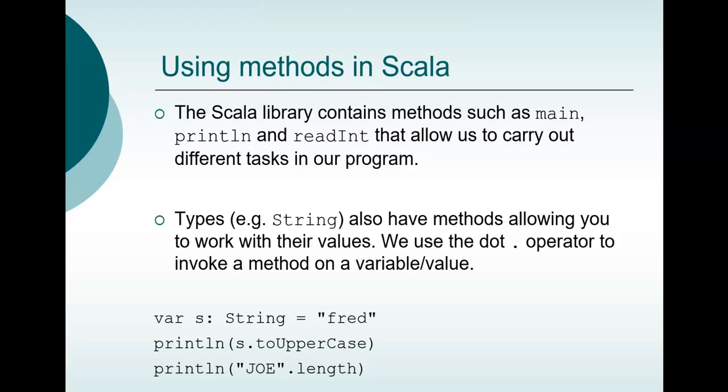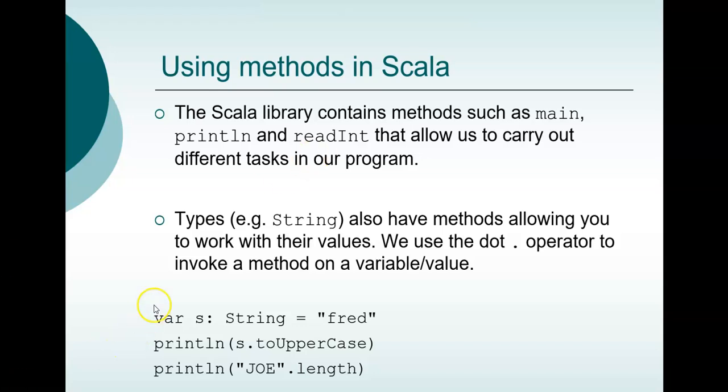Now, using methods in Scala, the Scala library contains methods such as main that we have already seen, the println, and the readInt that allow us to carry out different tasks in our program. Apart from that, we also have a type called String that allows us to work with text values. By using the dot operator, we can invoke a method on a specific variable or value.